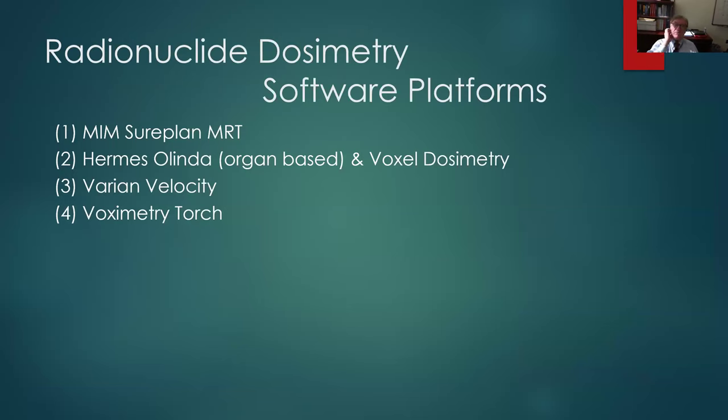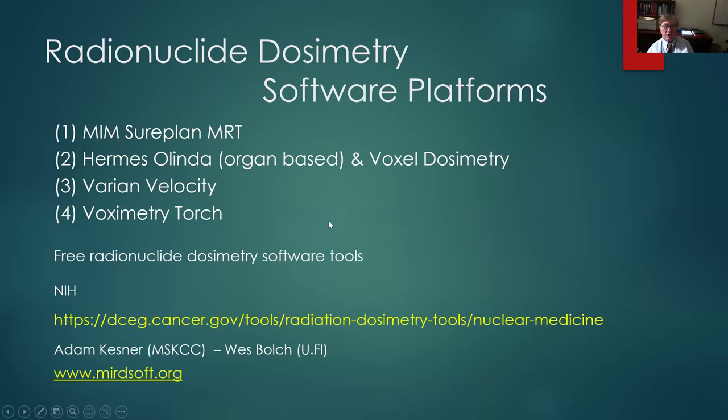So there are numerous different commercial software platforms available on the market today. These happen to be the ones we have on our server running at MSK: MIM SurePlan MRT, which I just showed you examples of; Hermes Dosimetry, which is organ-based, and Hermes also has a voxel dosimetry software tool; Varian Velocity; and also Voximetry Torch. And then there are also, as I mentioned earlier, free radionuclide dosimetry software tools.